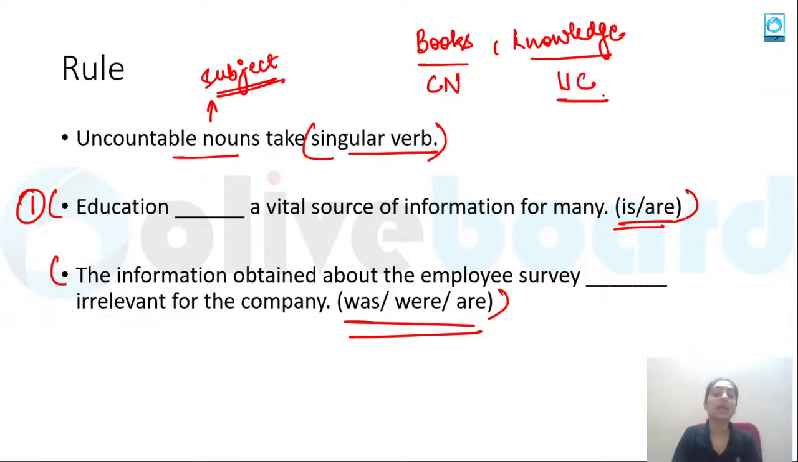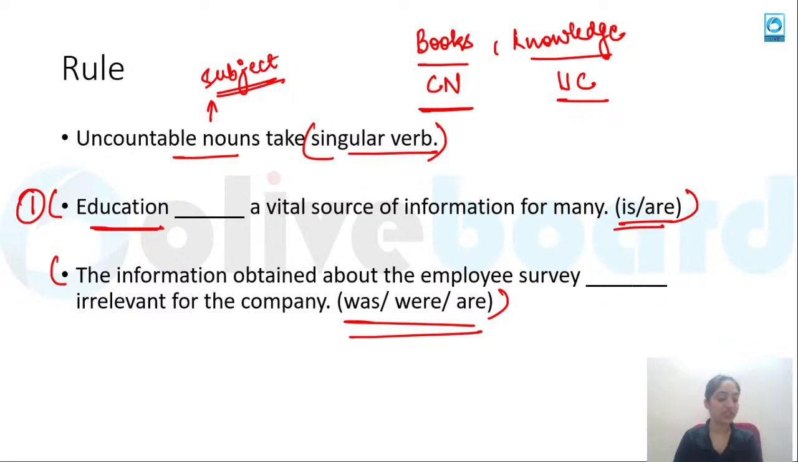Knowledge is an uncountable noun. So this is the basic difference between countable nouns and uncountable nouns. Something that you can count in numbers is countable. Something that you cannot count in numbers is uncountable. So here, education is uncountable. Education dash a vital source of information for many.